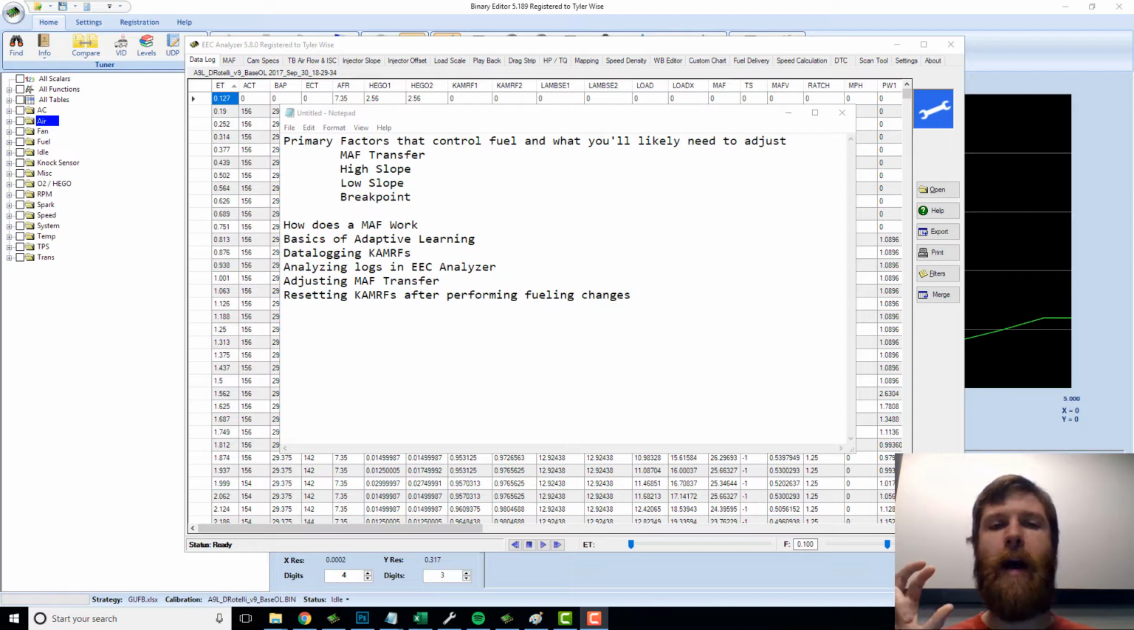And the mass air transfer is probably the main thing I use EEC Analyzer for. Now I can calculate this stuff manually in Excel, and sometimes you can just eyeball it and do a pretty good job too, but there's a really good tool there that helps us.